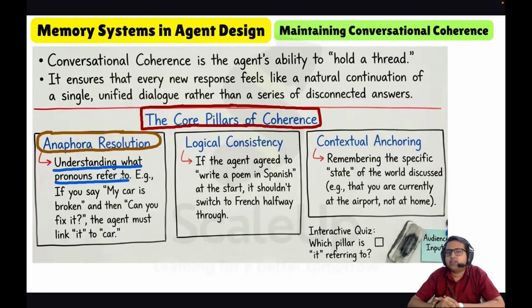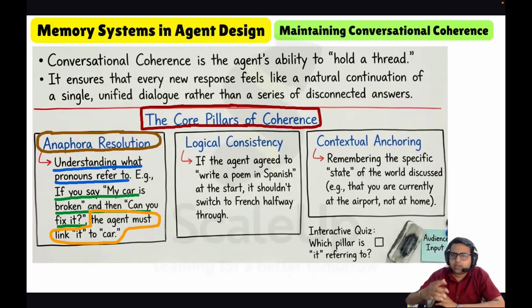Now we are discussing the core pillars of conversational coherence. The first very important pillar is understanding what pronouns refer to. For example, if you say, "My car is broken," and then, "Can you fix it?" the large language model should be smart enough to understand which car it is referring to. The agent must link it to a relevant car.